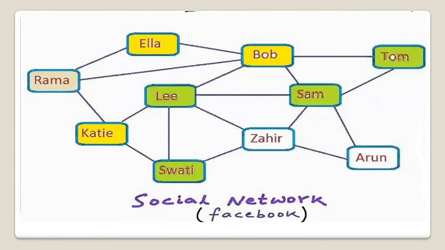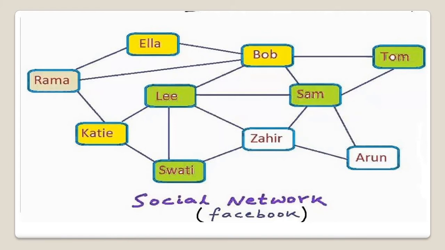Graphs are used to solve many real life problems. Graphs are used to represent networks. The networks may include paths in a city or telephone network or circuit network. Graphs are also used in social networks like LinkedIn, Facebook.